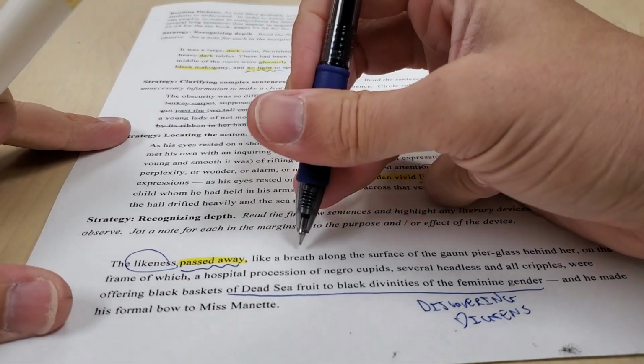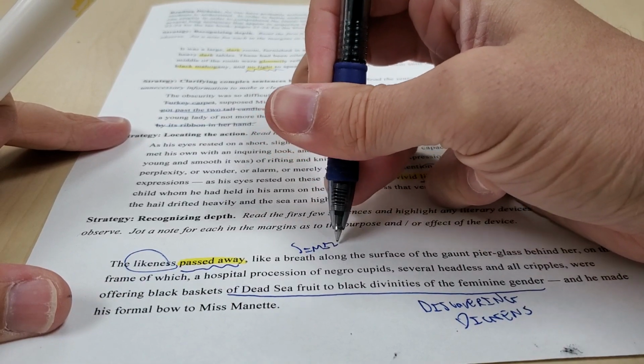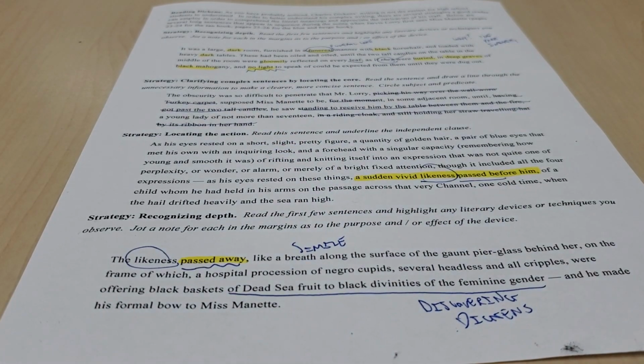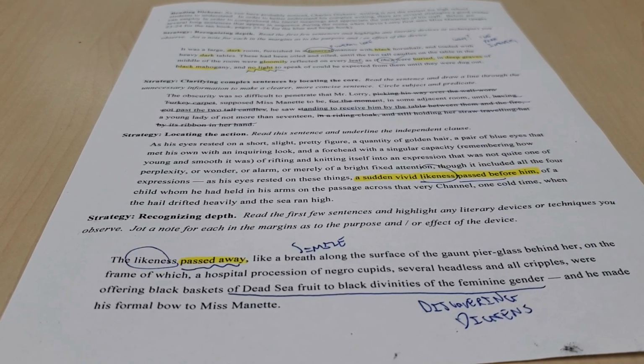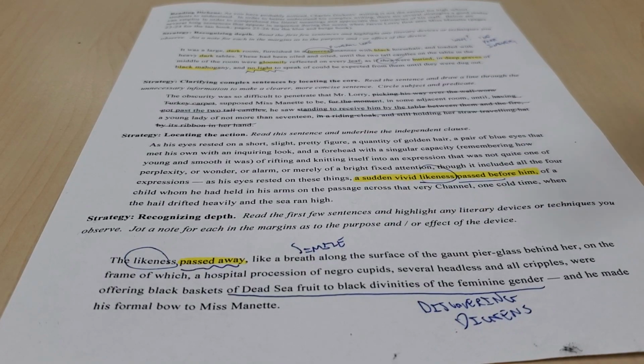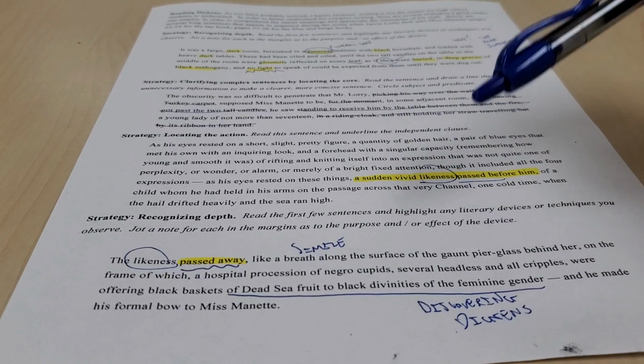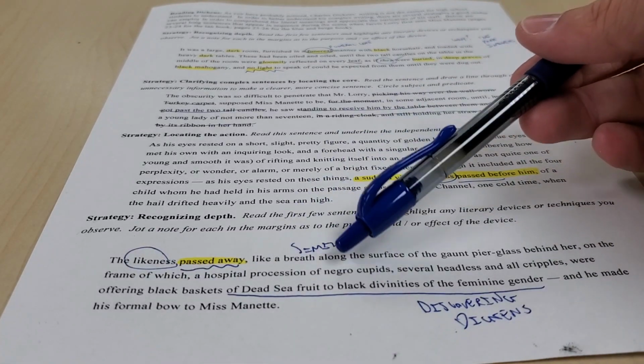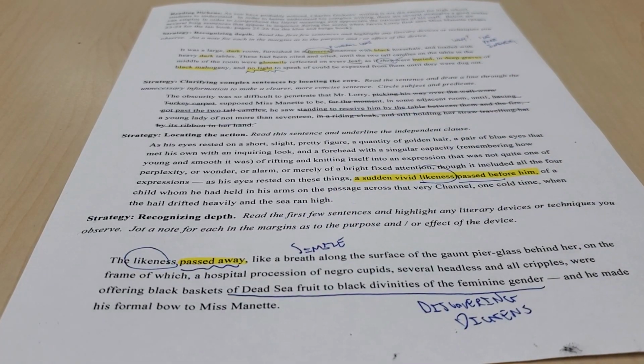Like breath along the surface of the gaunt pier glass behind her. So here's a simile, and I want you to picture when you breathe on a mirror, a gaunt pier glass is a mirror, and you watch the breath fade away. That's the way that the image faded away from Mr. Lorry. And it says that, by the way, that mirror was behind her. There really is a mirror behind her, on the frame of which, so the frame of the mirror, there's a hospital procession of Negro cupids, several headless and all cripples.